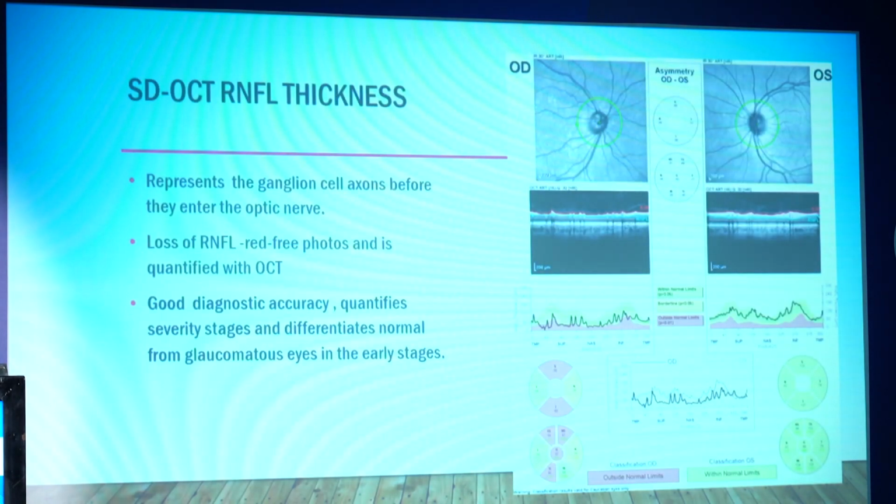So for the SD OCT RNFL thickness, we can see the Spectralis image. It represents the ganglion cell axons which enter the disc. The loss of RNFL can be seen in the red-free photos, but it is quantified with OCT. It has good diagnostic accuracy. It quantifies the severity stages and differentiates normal from glaucoma in early stages.